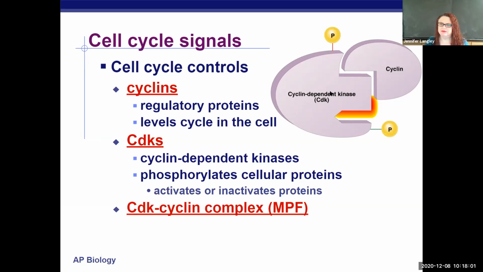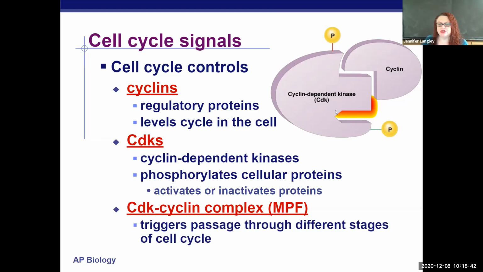When we put these together, we call this the CDK cyclin complex. Just like an apartment complex is a bunch of apartment buildings together, we just call it a complex, they're all together. So here we have a complex of our cyclin-dependent kinase plus the cyclin together. That's our CDK cyclin complex. It's also called an MPF. We don't care. You might see that in some of the drawings or any readings that you do. You are very likely not to see that on the AP exam though. Look for cyclin-dependent kinase, CDK, and cyclin.